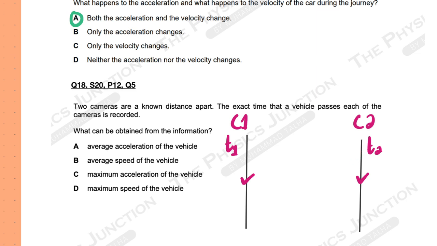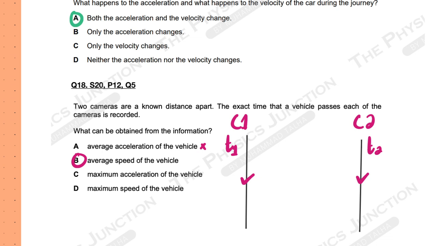Do I know of a formula that links these two quantities? And the answer is yes, that is average speed, which is total distance over total time. Now what is average acceleration really? If I had this functionality which could also tell me the speed of the car at C1 and the speed of the car at C2, then I could get the change in speed, and then dividing by the change in time I could get the average acceleration. But I don't have that luxury here, so this cannot be the answer.